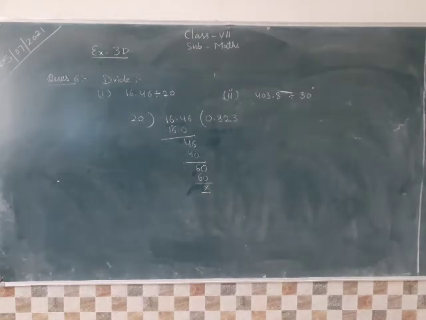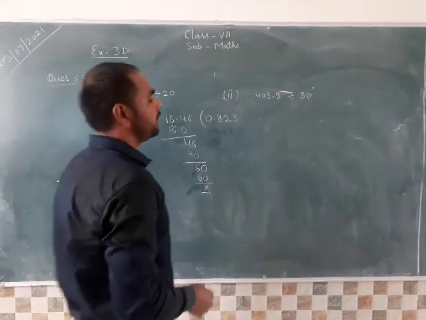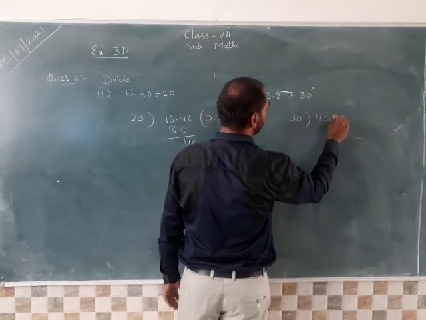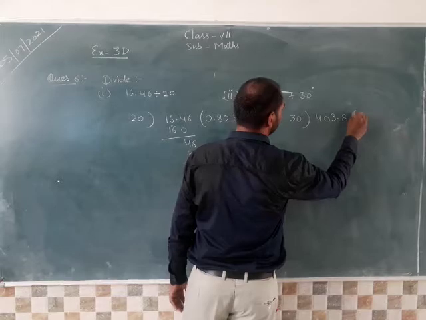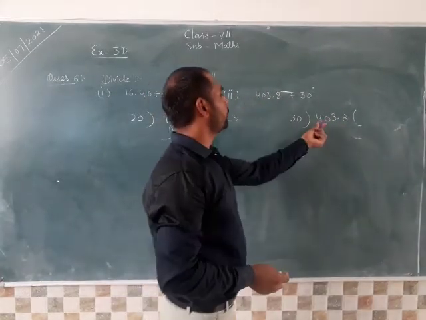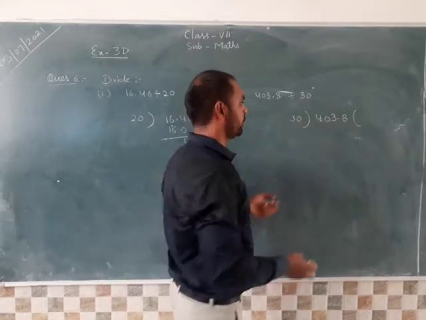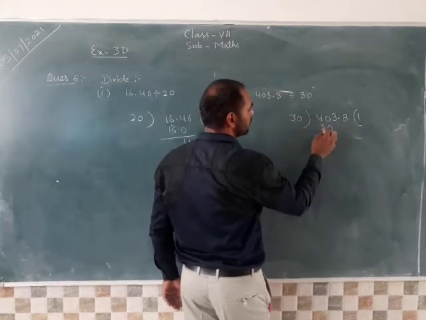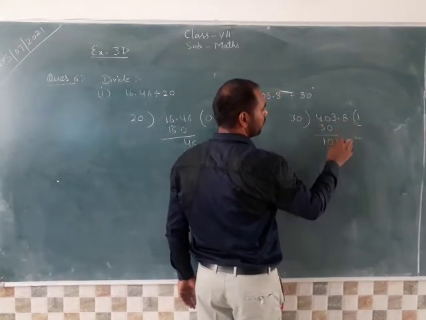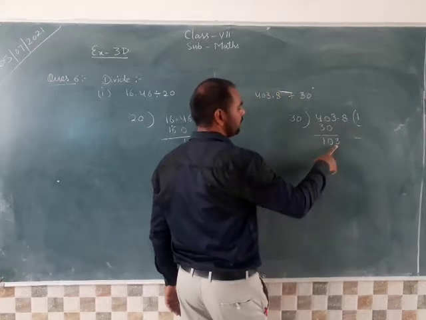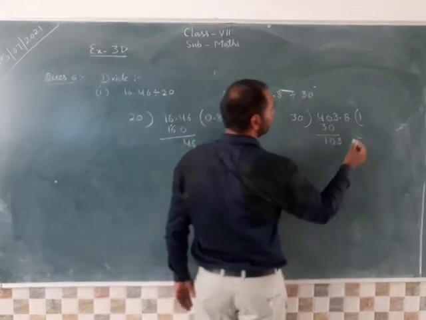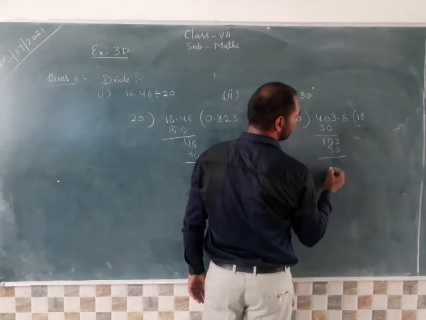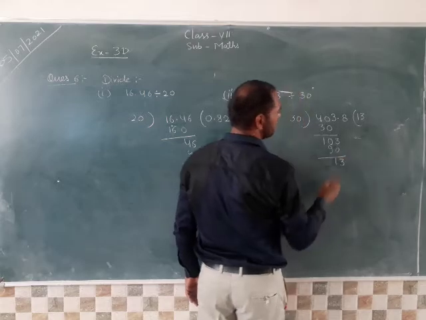Now second part is 403.8 divided by 30. We know very well 40 can be divisible by 30. 30 ones are 30. When we subtract, we get 10 as remainder. Now take 3 as carry, then it becomes 103. We know 30 threes are 90. When we subtract, we get 13 as remainder.